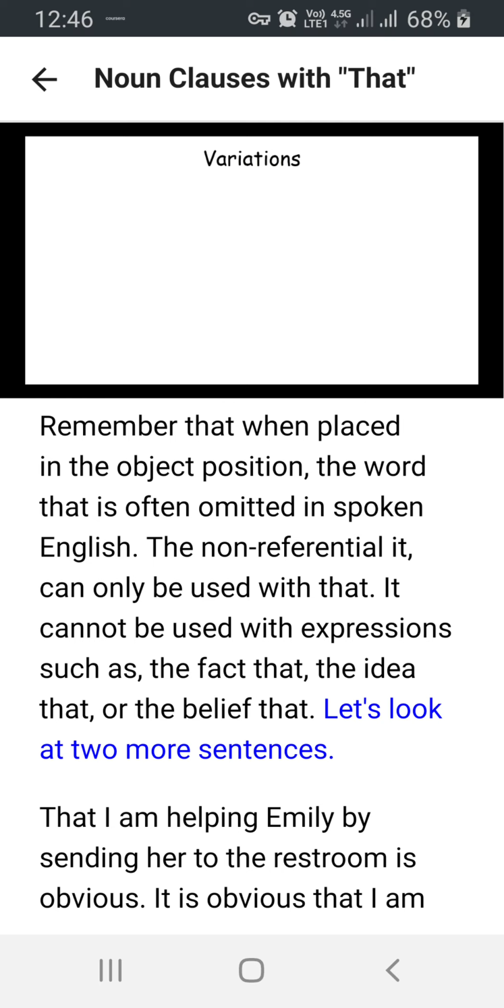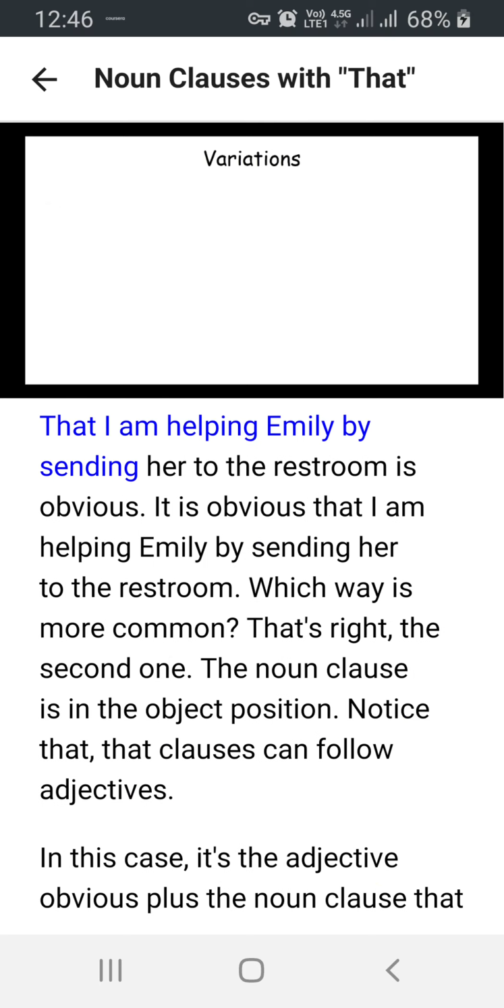Let's look at two more sentences. That I am helping Emily by sending her to the restroom is obvious. It is obvious that I am helping Emily by sending her to the restroom. Which way is more common? That's right, the second one. The noun clause is in the object position.